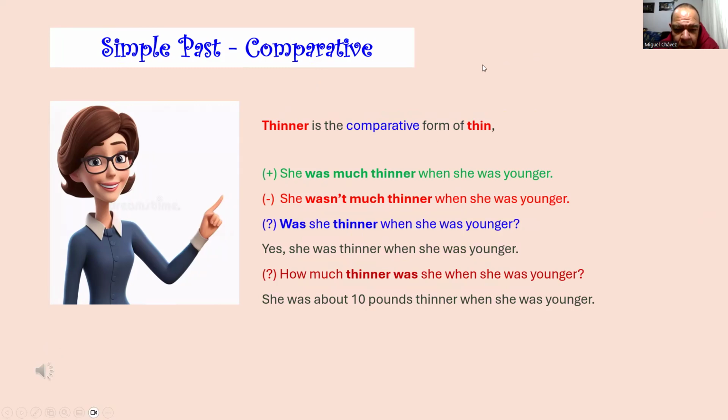Next, we have some examples in the simple past tense with the same grammatical structures. Thinner is a comparative form of thin. For example, she was much thinner when she was younger. She wasn't much thinner when she was younger. Was she thinner when she was younger?